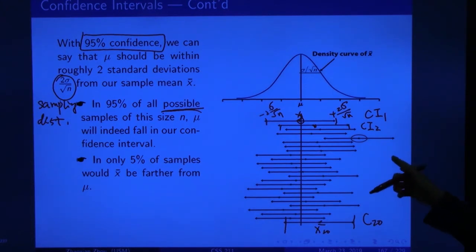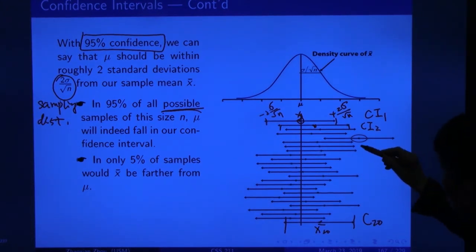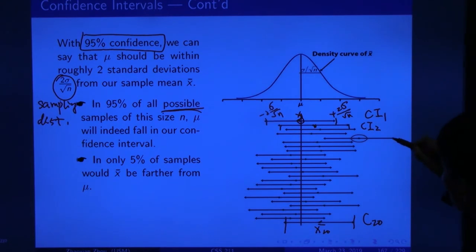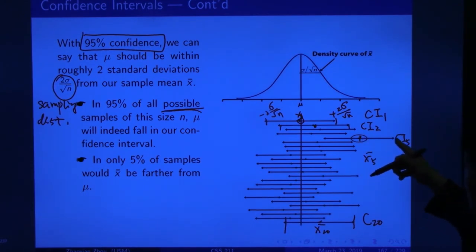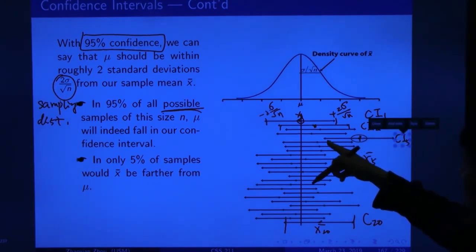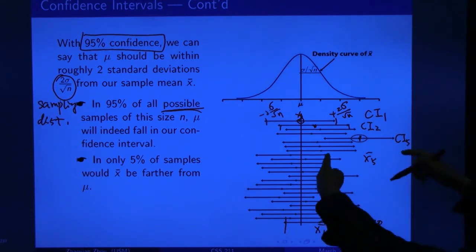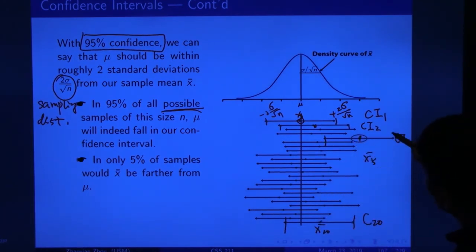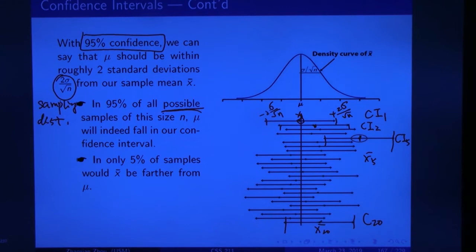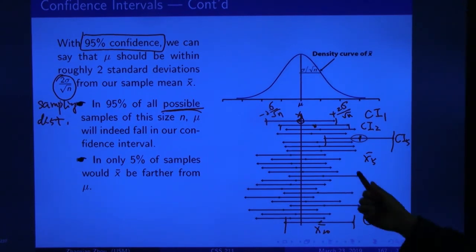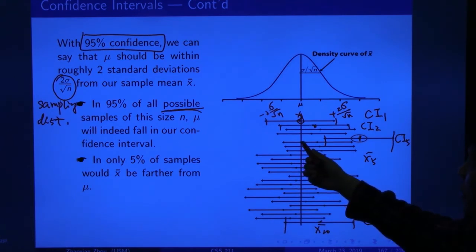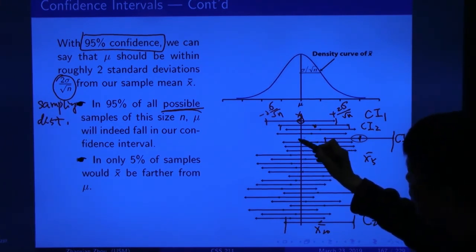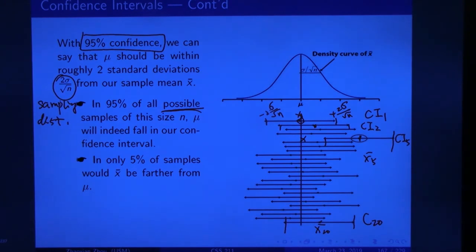Alright, there is an exception. Here, this one. This is 1, 2, 3, 4, 5. So this is CI5. X5 bar is here, then plus 2 standard deviation, minus 2 standard deviation, give us the interval from this point to this point. Now, let's check the real population mean. It is here, so it is outside of this confidence interval.